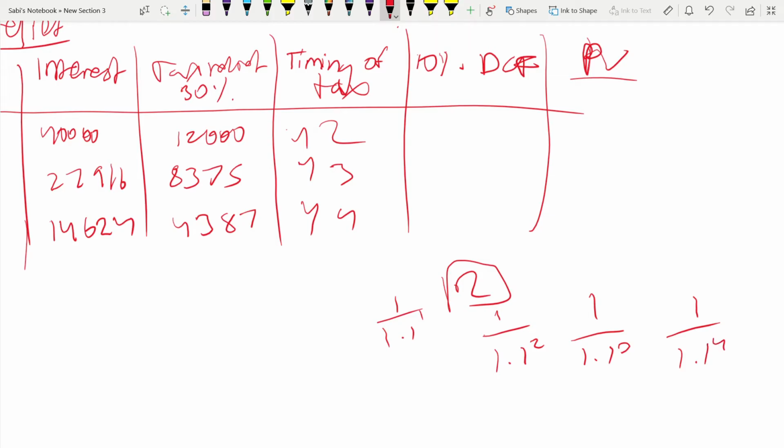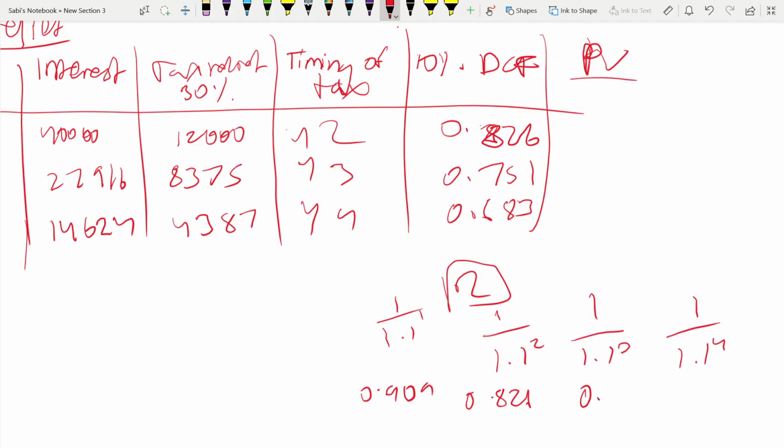Even though it's year 1, you'll be using the second year's discount factor, 0.826. You can check for yourself. Because if you do this for the first year, it will be 0.909. This is for the first year. Then this is second, third, fourth. But you are bringing it 1 year behind.